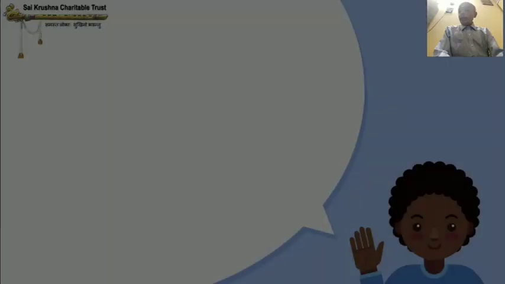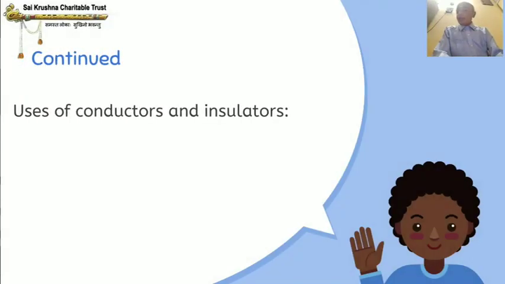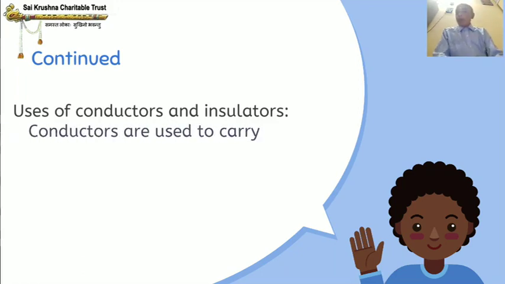Now, today we will proceed further. Today we will be discussing about conductors and insulators. Insulators are substances that do not allow electric current to flow or electricity to flow. That also we have dealt with. Today we are going to discuss the uses of conductors and insulators.